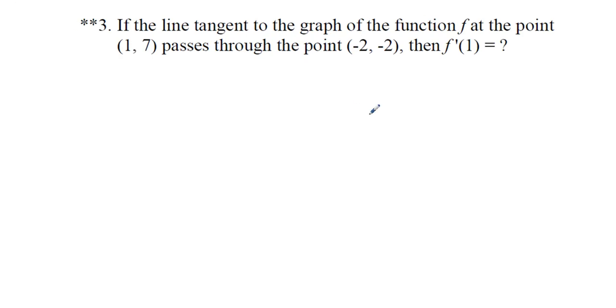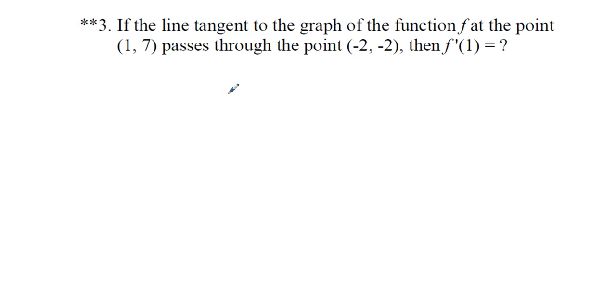Gathering from a table. 3, if the line tangent to the graph of the function f at the point 1, 7 passes through the point negative 2, negative 2, then f prime of 1 equals. And so what we need to do is essentially we're given an average rate of change, and we know the slope at that point where x equals 1 is going to be equal to that average rate of change.